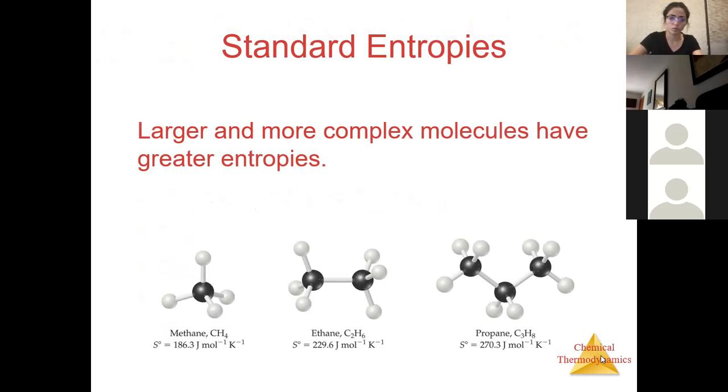Larger and more complex molecules have greater entropies. So if I have methane, natural gas, that just has a carbon with 4 hydrogens on it. If I compare that to ethane, which has 2 carbons and 6 hydrogens around it, or if I have propane, 3 carbons with 8 hydrogens around it. This is the most complex molecule. It will have the greatest entropy. Next would be ethane, least would be methane.